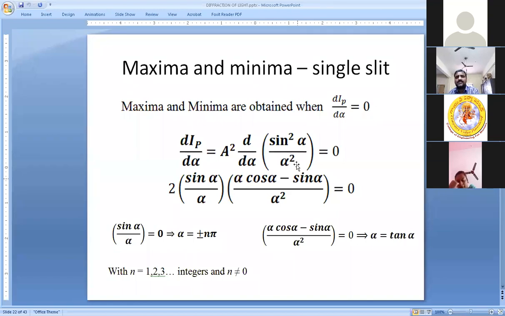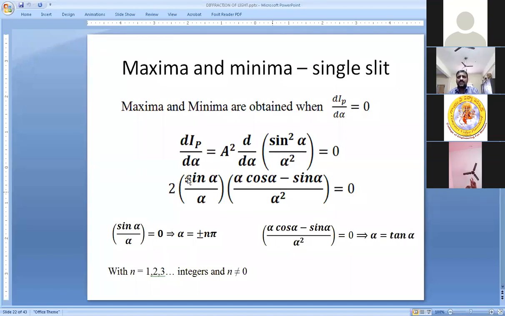How you got this? Because alpha into sin alpha's derivative is cos alpha minus sin alpha into alpha's derivative is 1. Because alpha's derivative with respect to alpha is 1. So you are getting only sin alpha, right? So if you just equate this term to 0, either this or that, you can get the condition where alpha gives you either maxima or minima, right?